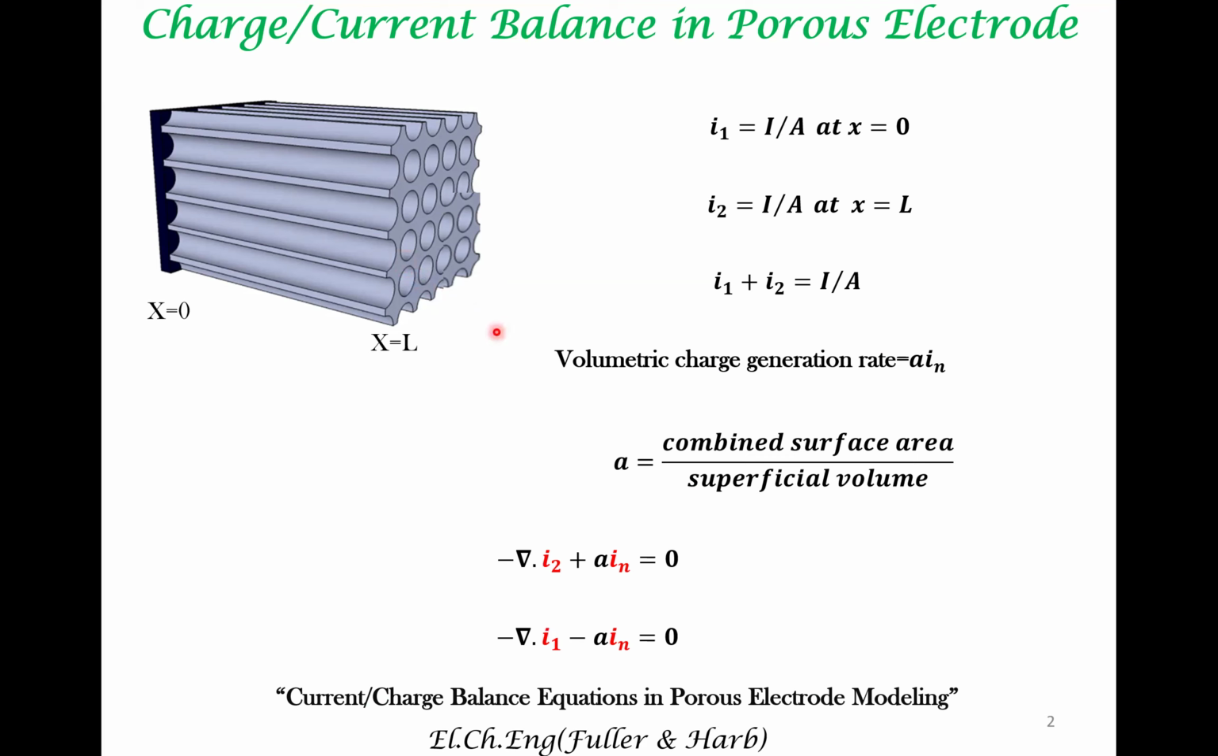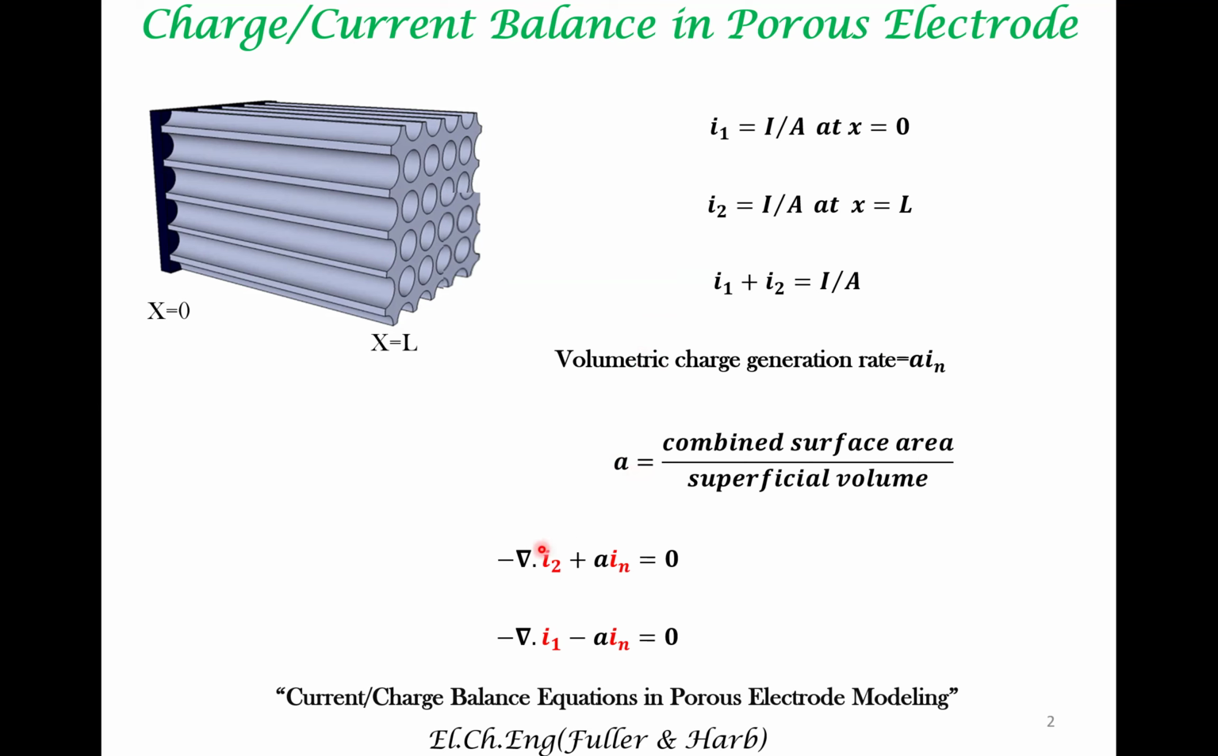So the way to relate these two current densities is via this important quantity, which refers to the combined surface area. In a typical porous electrode, these surface elements are randomly oriented, but in this structure, we have these idealized cylindrical pores. So this quantity helps us relate these two current densities.